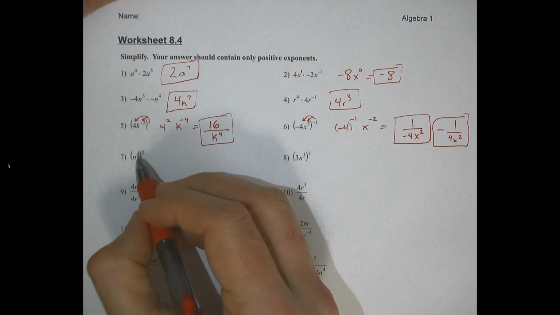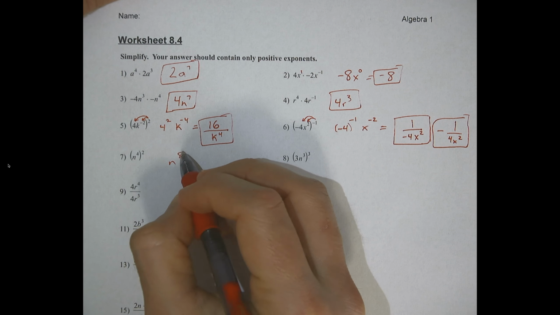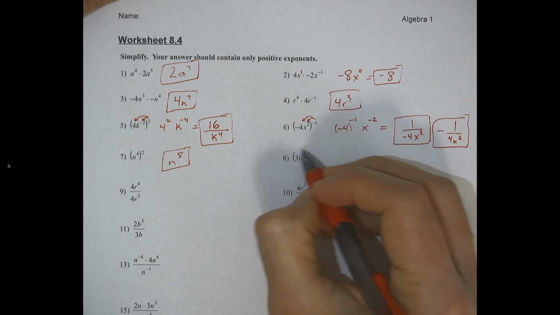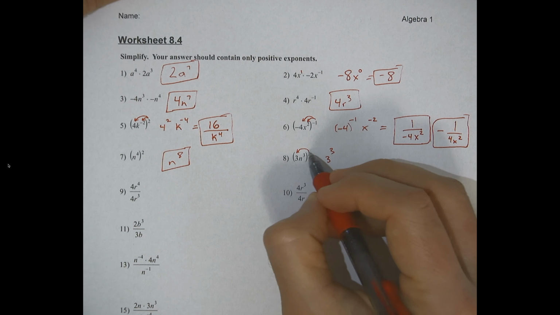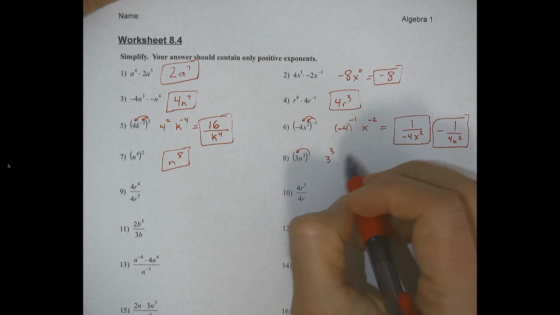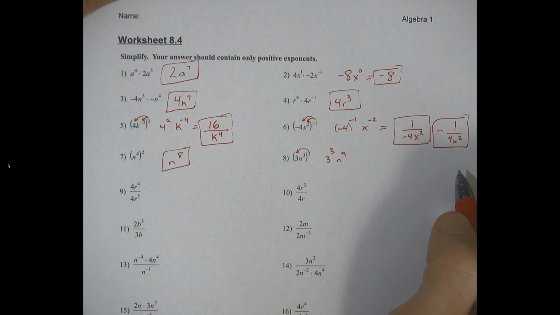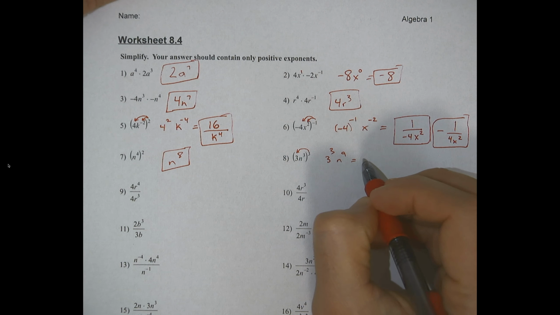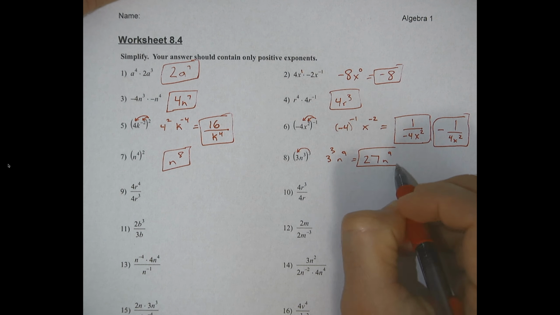Number 7, straightforward. Power to a power. You're going to go ahead and multiply those together. That is n to the 8th. Number 8, make sure both of these get it. So this is 3 to the 3rd. And then we got to multiply here, our power rule. This is n to the 9th. No need to move anything to the denominator. We don't have any negatives. But we do need to go ahead and expand 3 to the 3rd. 3 times 3 times 3, that's 27. And n to the 9th is good to go, so we just leave it.